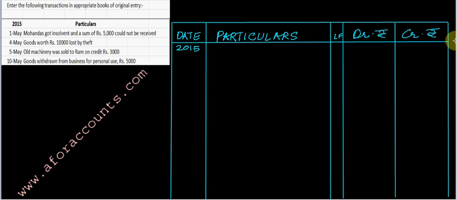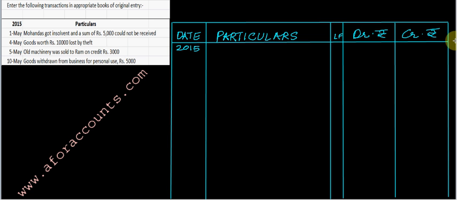Next question. Enter the following transactions in appropriate books of original entry. So I will have to find out where I should put them. Which book is appropriate? For that I need to read the question. 1st May, Mohandas got insolvent and a sum of rupees 5,000 could not be received. Okay, this is insolvency and the entry will be bad debts account debit to Mohandas. Neither the purchase return, nor sales return. So I think this is an entry of journal proper.